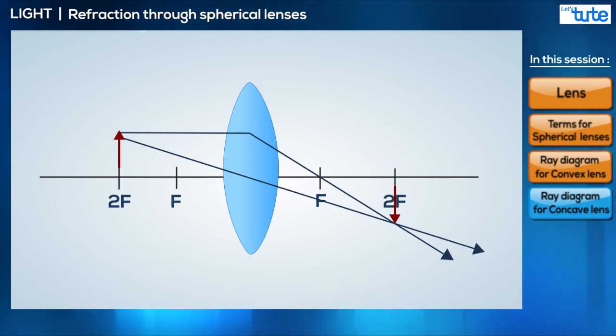Let's look at the size of this image. It is the same as that of the object. Thus, we can say that the image is real, inverted, and the same size as the object, and is formed at 2f. This is similar to what we saw with spherical mirrors. You may find similarities between the way lenses behave and the way spherical mirrors behave. I encourage you to find these similarities as it may help you understand the concepts way better.